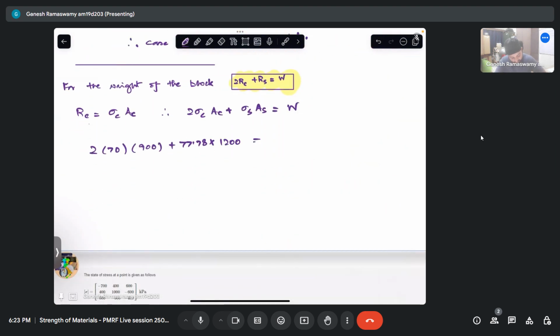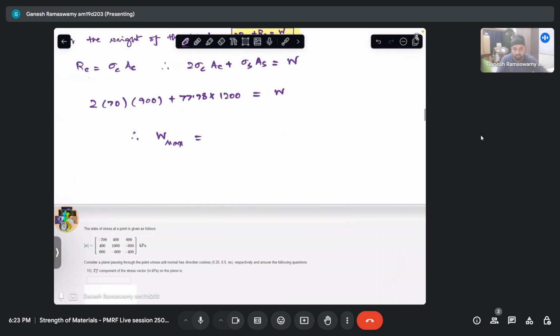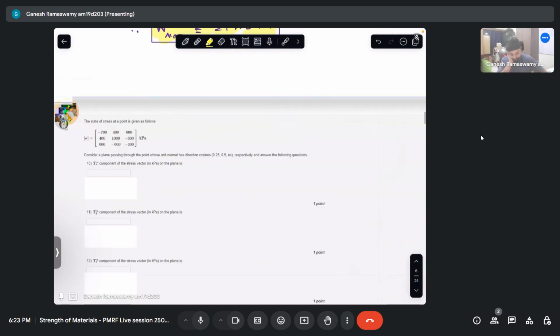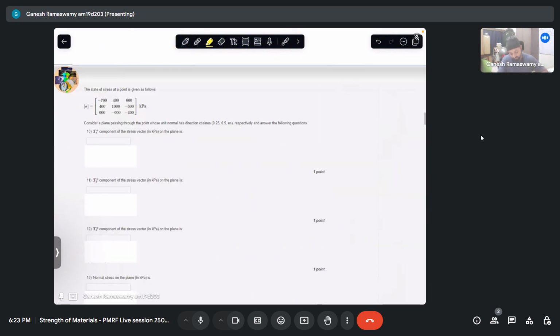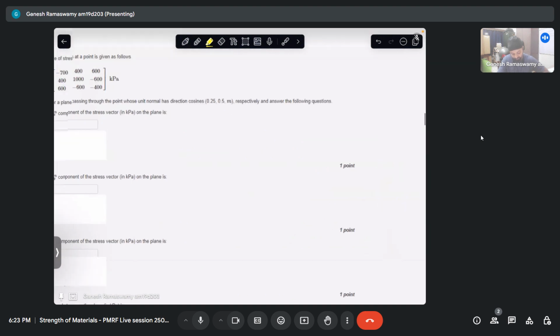So therefore W maximum comes out to be 2 into 70 into 900 plus 77.78 into 1200. And since we have been asked in kilonewton, we can report that in kilonewton, which comes to 219.3 kilonewton. So this is the maximum weight such that the arrangement respects the constraint to be within the allowable limits. All right. So we'll move a little quicker because there is a lot of ground to cover and I only barely touched the first question.